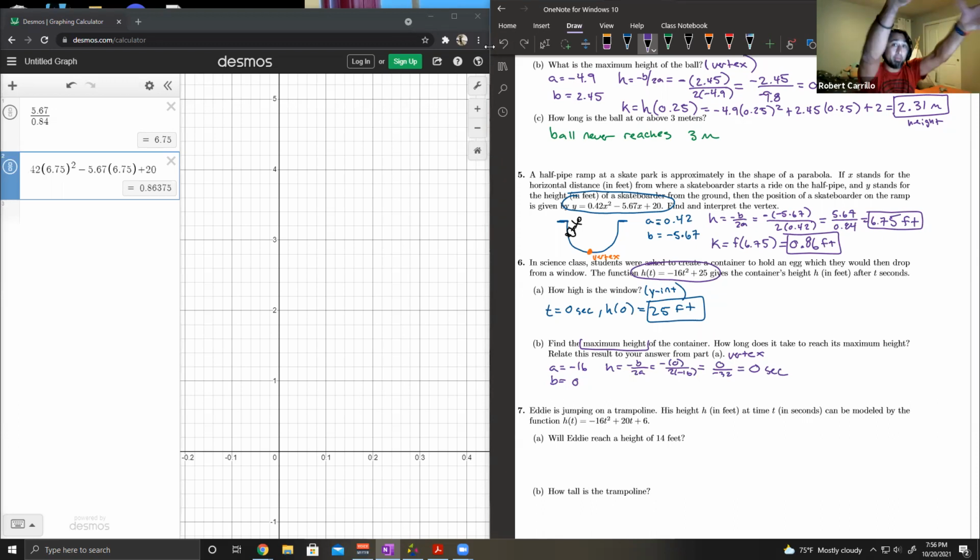Because if you're dropping something out of the window, when it hits the ground, it's at 0 feet. But is 0 feet the maximum height? No. You could prove it here. What is h of 0? Plug in 0 again, and you get 25 feet. So the answers are the same. That's a little mind boggler, right?